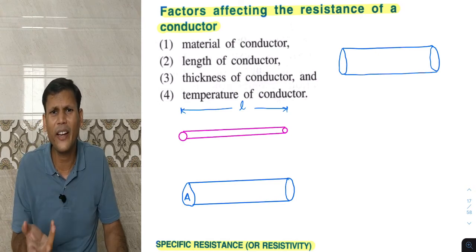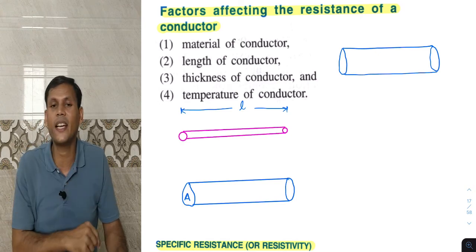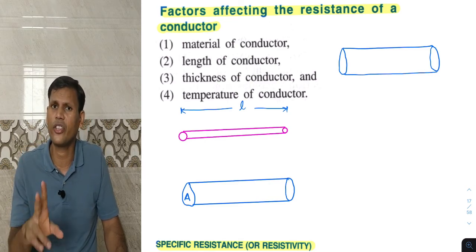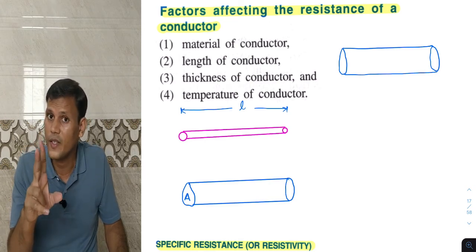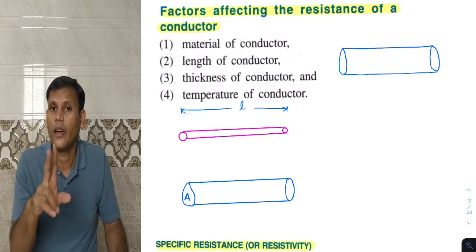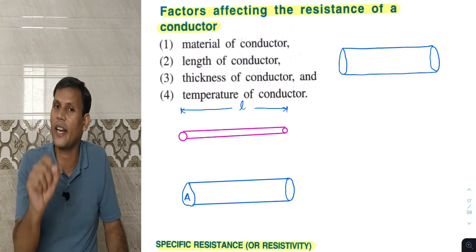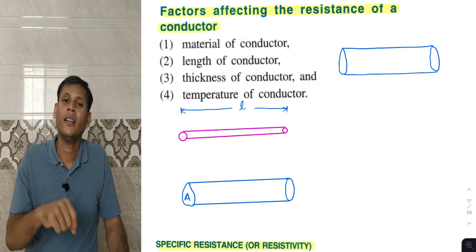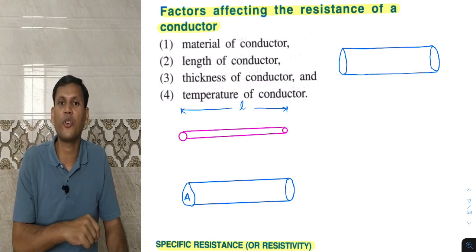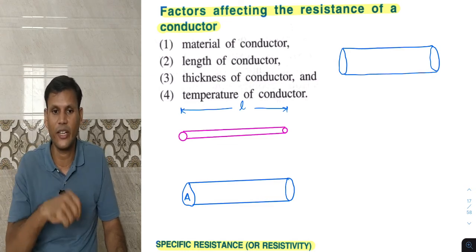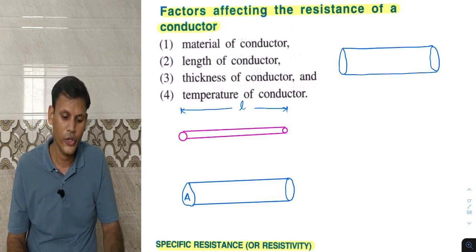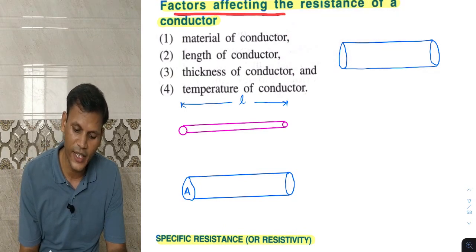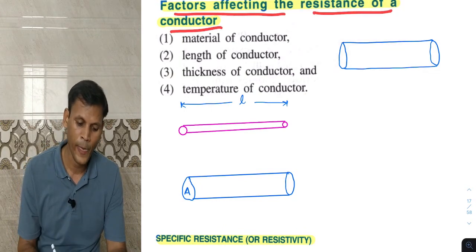सो व्हाट वी कैन कंक्लूड? रेसिस्टेंस इज inversely proportional to the area of cross section. These two things we have to keep in mind. एक, resistance is directly proportional to the length and resistance is inversely proportional to the area of cross section. We will discuss about that. So factors affecting the resistance of a conductor.